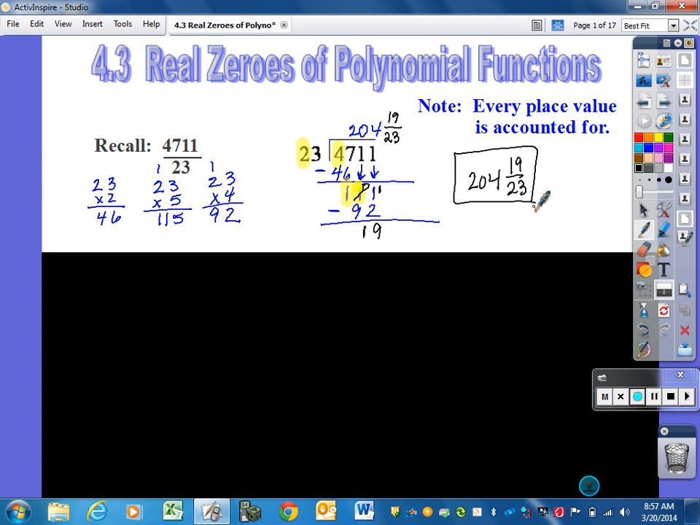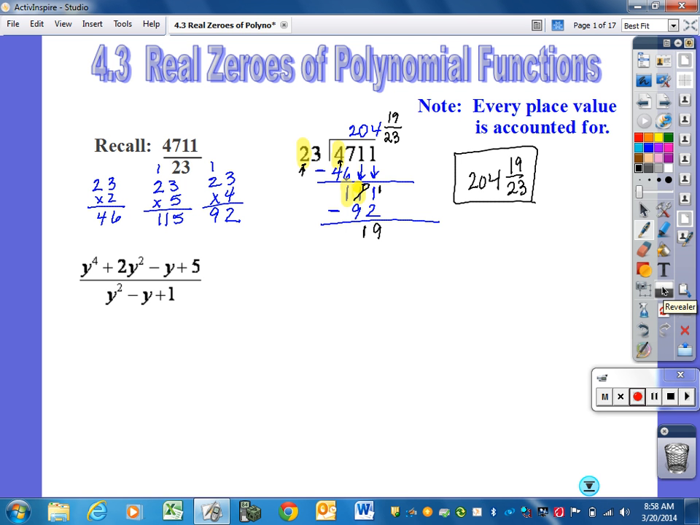And the same process is going to be taken care of when you use polynomials. You are going to put your divisor on the outside and your dividend on the inside. You are going to look at just the first digit of each of those. So here's our polynomial: y to the 4th plus 2y squared minus y plus 5 divided by y squared minus y plus 1.